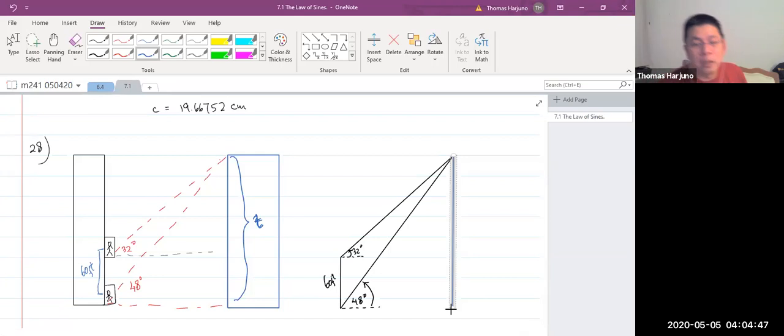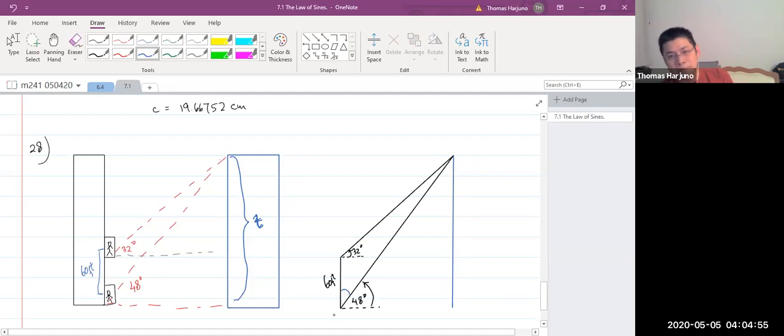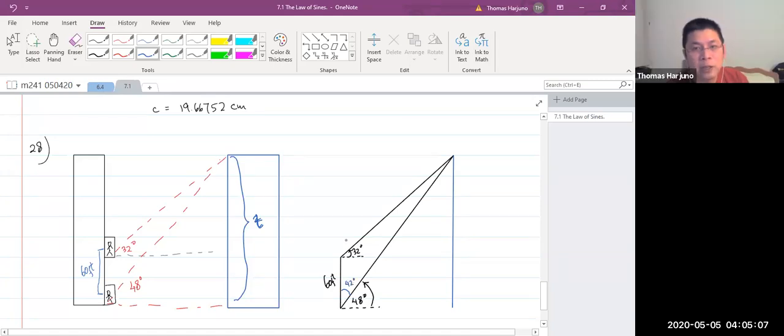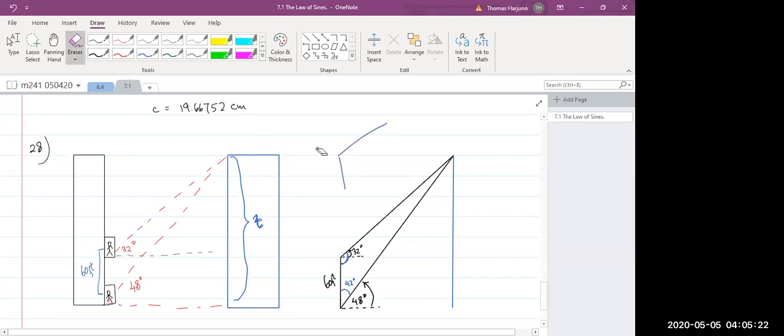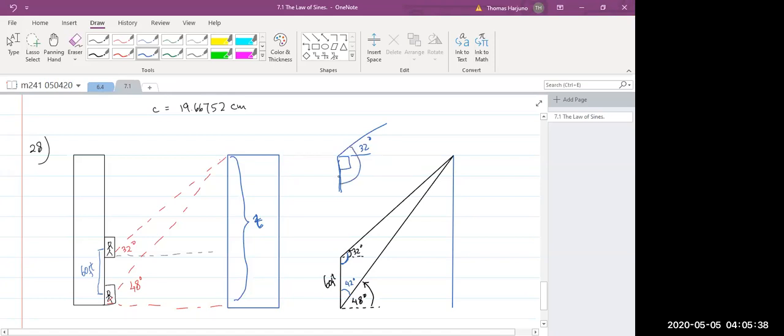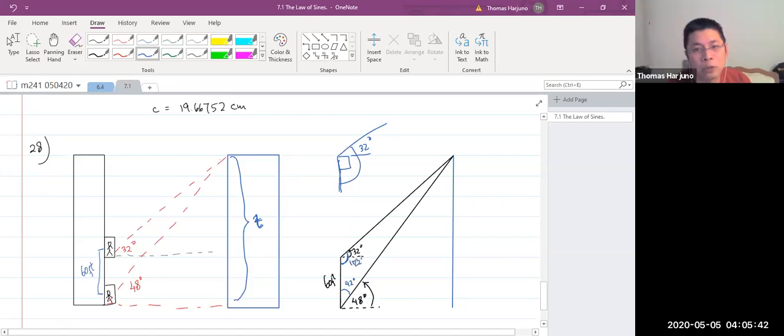Here's the plan. If this is 48 degrees, can you tell me what this is here? It's going to be 90 minus 48, which is 42 degrees. Now, how about this angle here? 148? I don't think so. You see, this is 32 and this is 90 degrees. So what is that in total? 122 degrees.